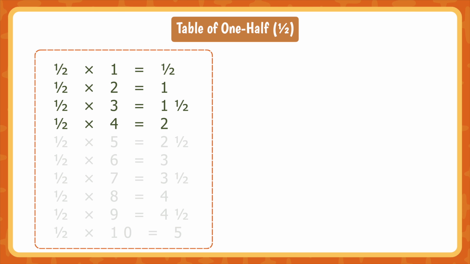A half times 4 is equal to 2. A half times 5 is equal to 2 and a half. A half times 6 is equal to 3. A half times 7 is equal to 3 and a half.